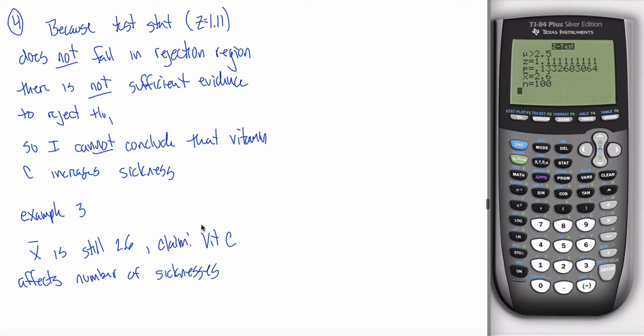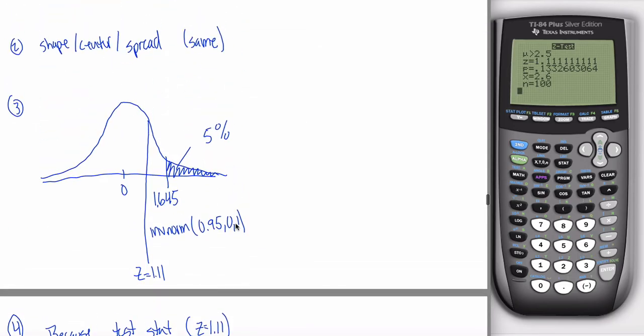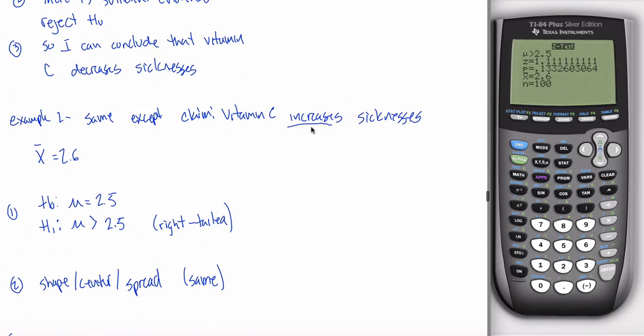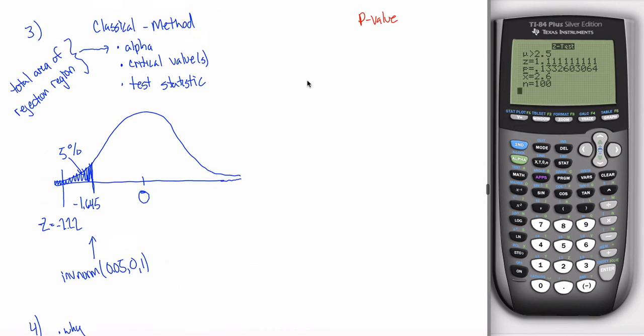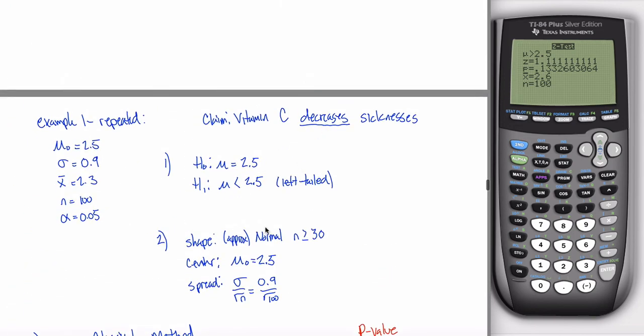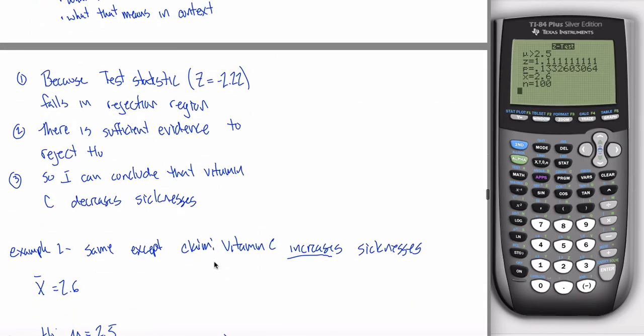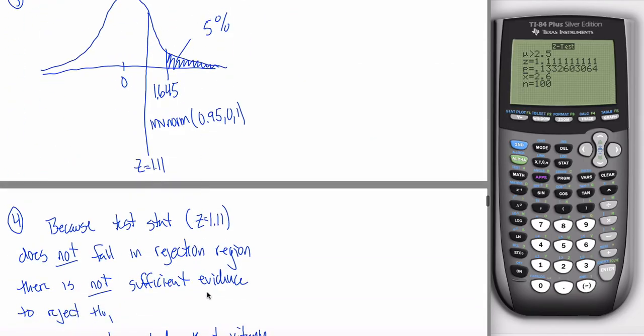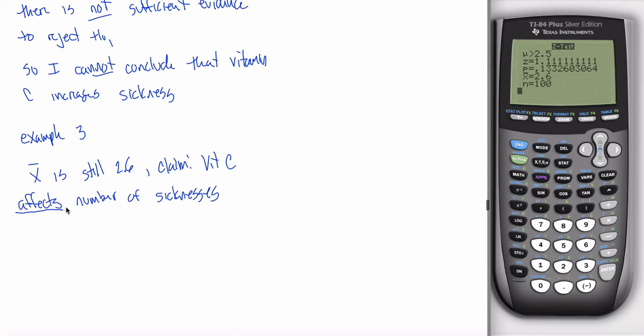All right, so I would have given you the whole scenario, and then the last sentence would have said that it affects the number of sicknesses, as opposed to it increases the number of sicknesses like we saw in example 2, or it decreases the number of sicknesses like we saw in example 1. Well, if you see the word affects, if it doesn't specify whether it makes them bigger or smaller, you have what's called a two-tailed test. Your null hypothesis is still that mu equals mu naught. Your alternative hypothesis is that mu does not equal mu naught. I don't know if it's greater than or less than, it just says affects here. This is what's called a two-tailed test.